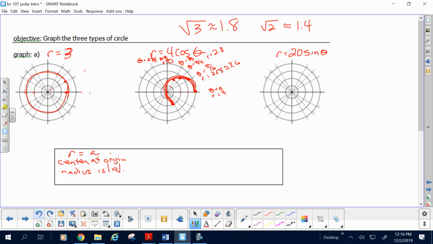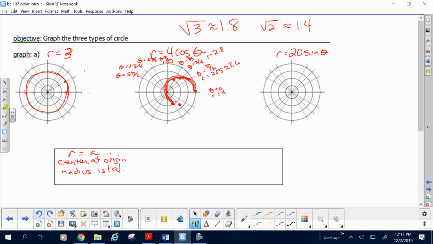At 3 pi over 4, cosine is negative root 2 over 2 times 4, which is negative 2 root 2. If root 2 is 1.4, then 2 root 2 is 2.8. So negative 2.8. Now I'm going to face that angle and go backwards 2.8. Oops, that should be here. You cool? And then at 5 pi over 6.